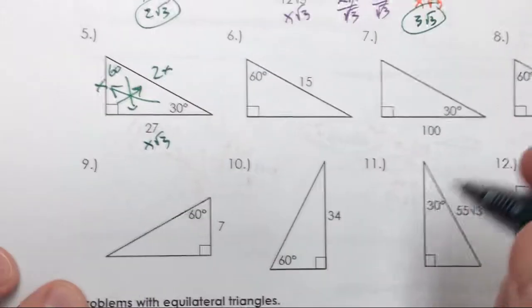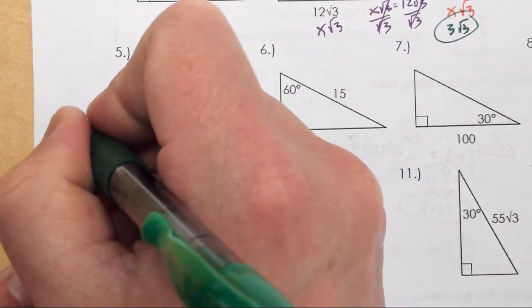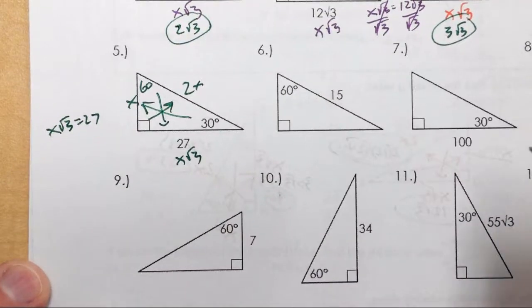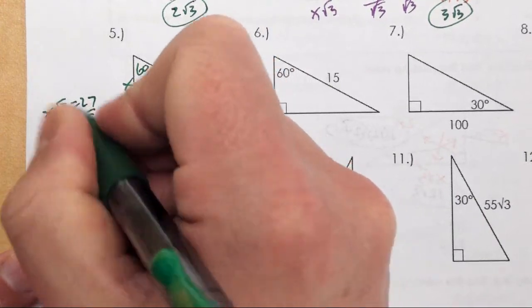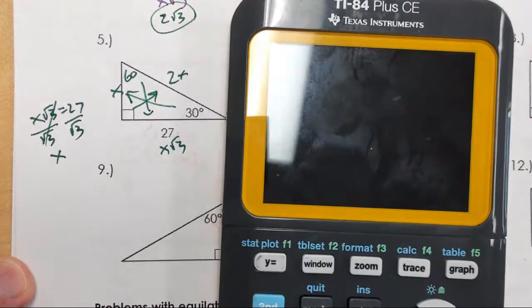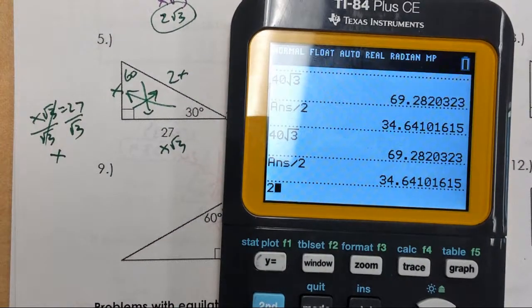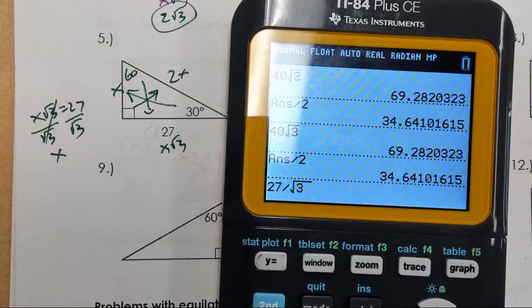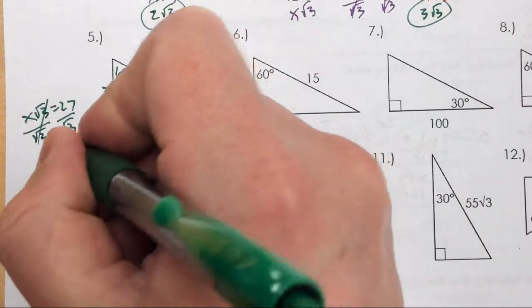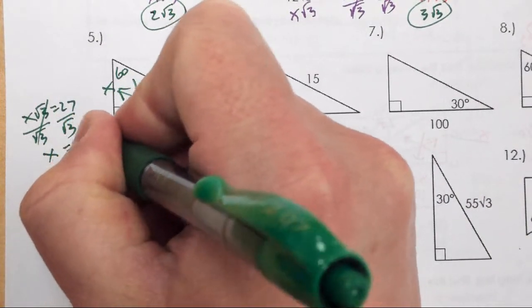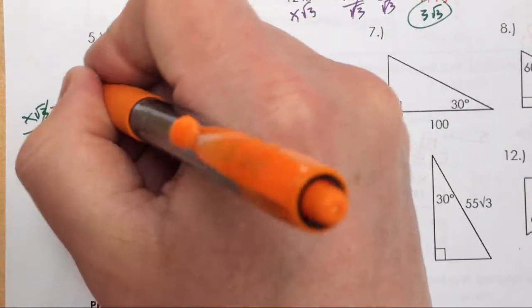So here again we need to solve for x. So I'm going to set x square root 3 equal to 27. To solve for x, we're going to divide both sides by the square root of 3. So what is 27 divided by the square root of 3? That gives me roughly 15.6. So I'm going to make x equal to 15.6. And that is the short leg, 15.6.